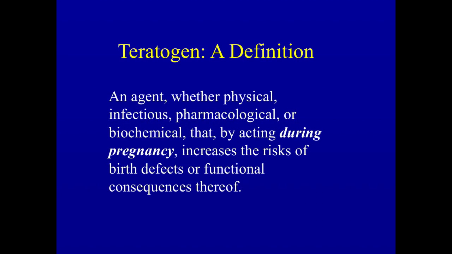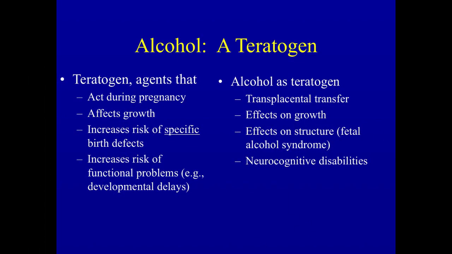Now, alcohol is a teratogen. A teratogen is an agent that affects the developing fetus, whether it's a physical agent, an infectious disease agent, or a pharmacological agent that acts during the pregnancy of the woman to cause differences in the developing baby. And with those birth disabilities, there are functional consequences. So alcohol as a teratogen is an agent that acts during the pregnancy, so a woman must be drinking alcohol during pregnancy for us to consider fetal alcohol spectrum disorder.